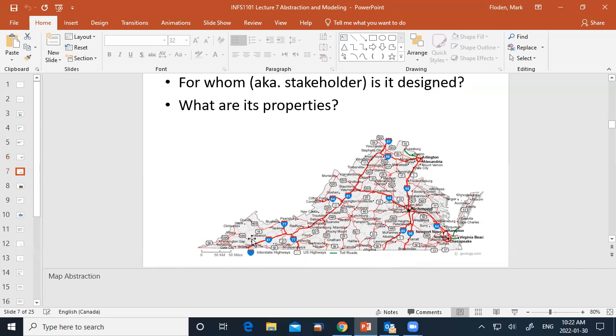Anyway, when you're looking at a model, and a map is a model, what you'll consider, if you wanted to make a model, is what are the users of this model? What do they need? And who are the users? For example, in this case, probably the users are people who drive cars or trucks or something like that. That's why we have these shields with the numbers on them, telling them which highway you're on. That'd be good to know.